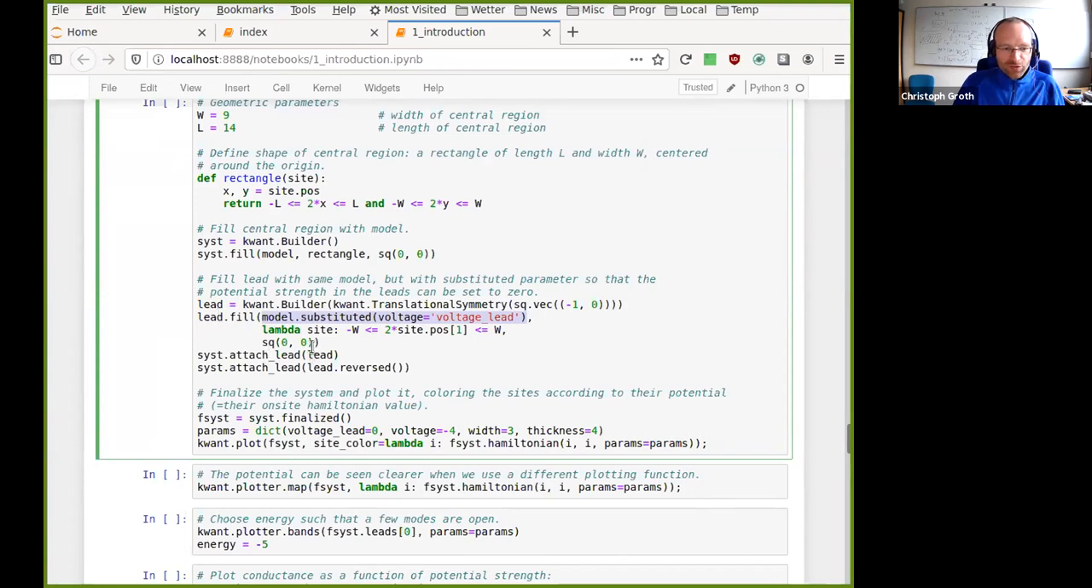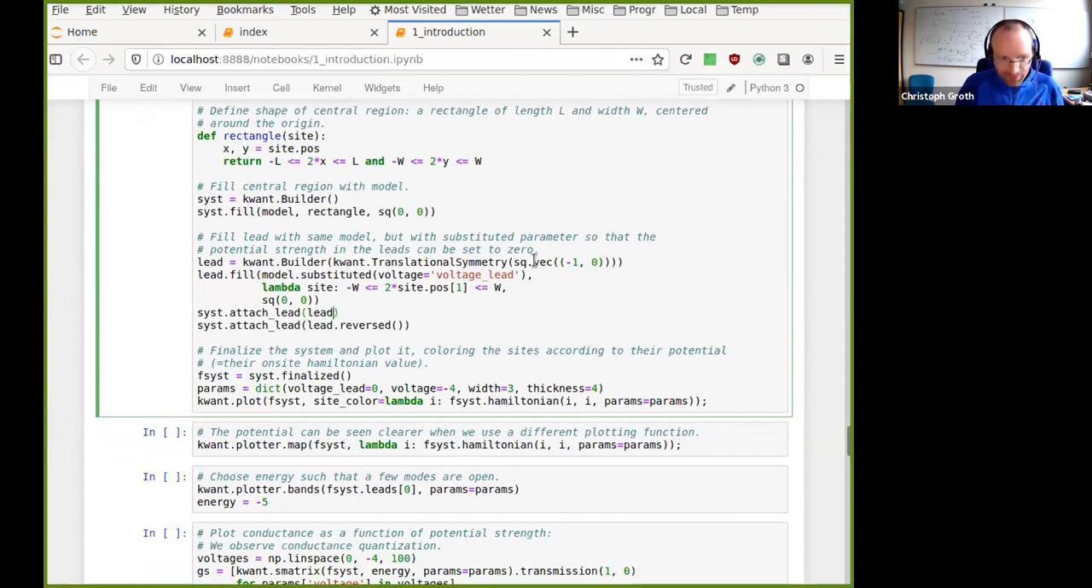I attach it twice, once from the left and once from the right. You might be wondering why there is the symmetry -1, as before. In principle, I could also have a positive one here, but we have in Kwant the convention that leads come from infinity when you attach a lead. So the symmetry direction is the one which points towards infinity. So a lead which is defined with -1 comes from the negative x direction.